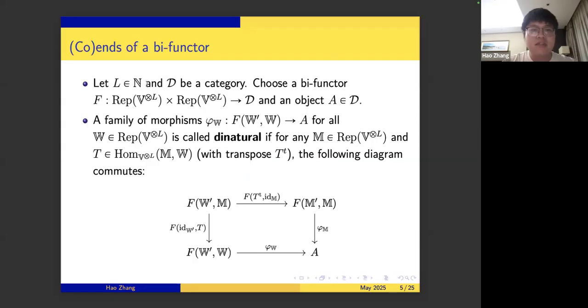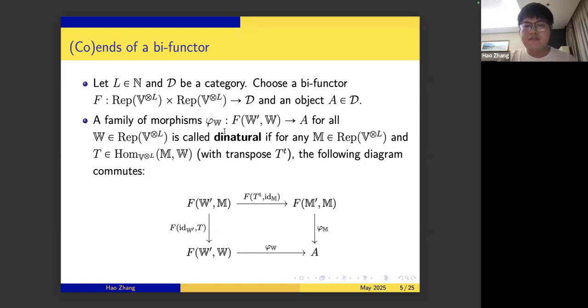We start with a natural number L and a category D. We choose a bifunctor F from two copies of rep V tensor L to D, and we choose an object A in the category D.